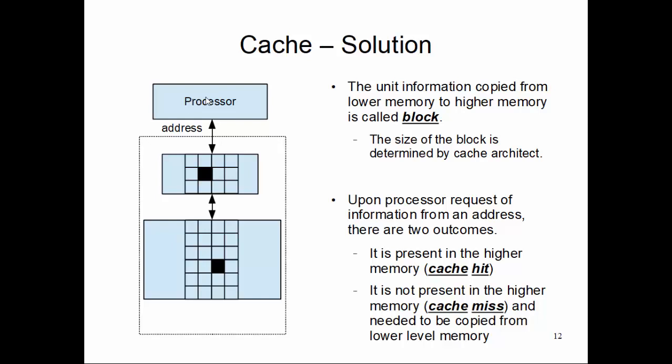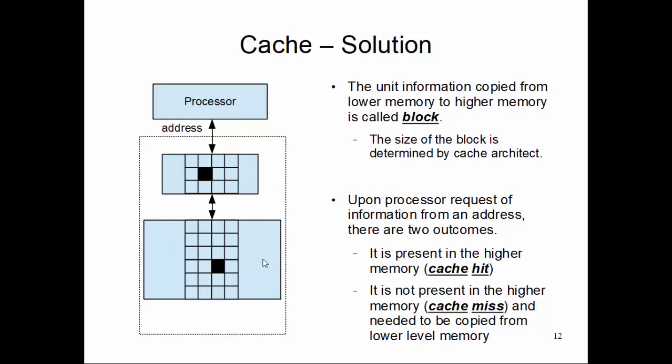Now let's say the processor produces an address which is not present in the higher level of memory, but the corresponding information is present in the lower level of memory. This situation is called a cache miss, where your information is not available in the higher level of memory, but it is at the lower level of memory.